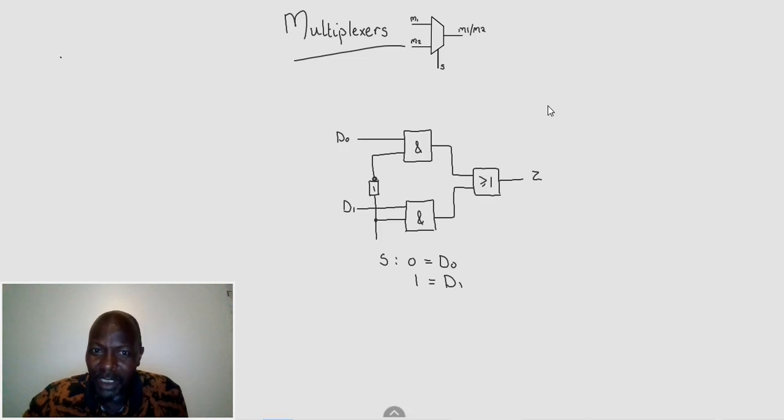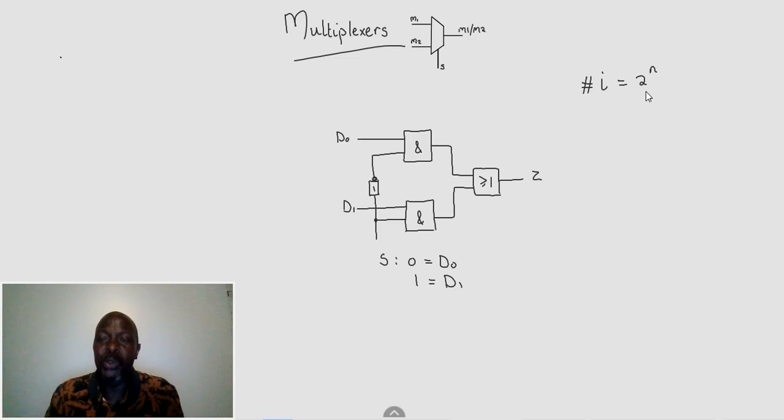Now the number of inputs, the number of data that can be selected, I'll call them inputs. The number of inputs is going to be given by 2 to the power of n, where n is the number of switches. In this case, with only one selector switch, therefore it allowed what? 2 to the power of 1 is 2. So it allowed only 2 inputs through. This is the simplest one, but let's go and look at the next one.